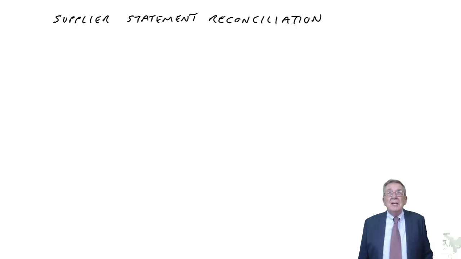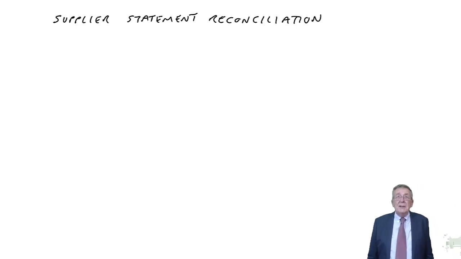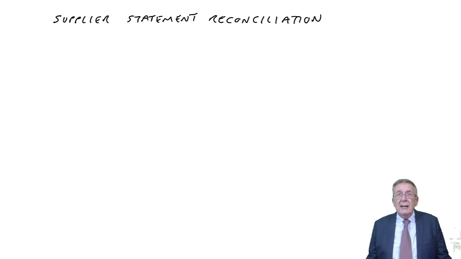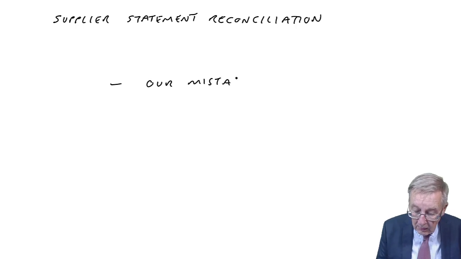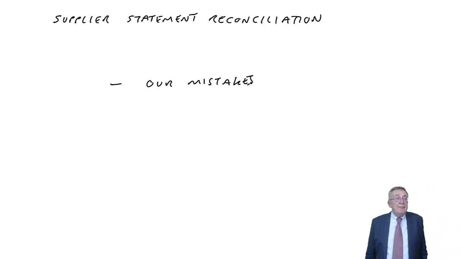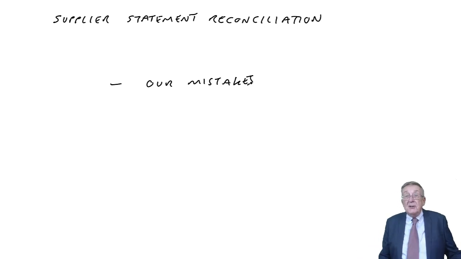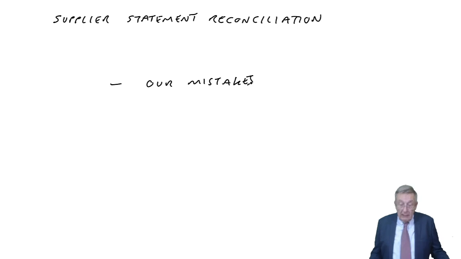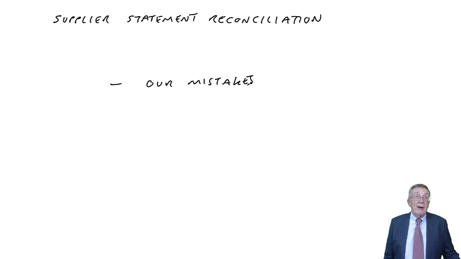And a little bit similar to bank reconciliation statements, when we get the supplier statement, if the two don't agree, there are potentially three reasons. One is that we could have made a mistake. The supplier sent us an invoice for 100. We typed in 10. We think we owe 10. The supplier tells us we owe 100. Well, we've made a mistake. And obviously, if we've made any mistakes, we need to correct them.